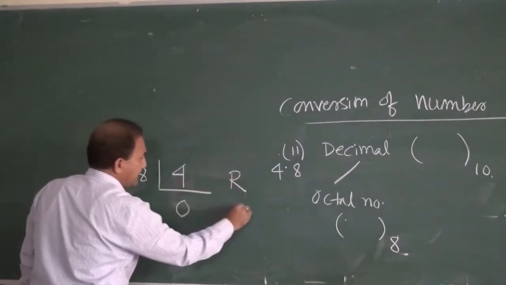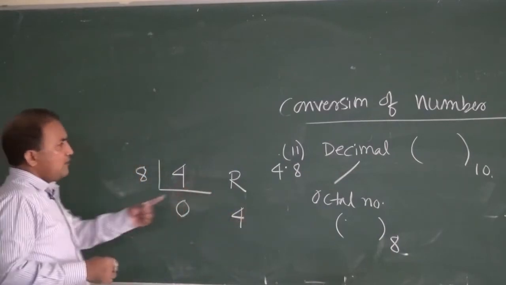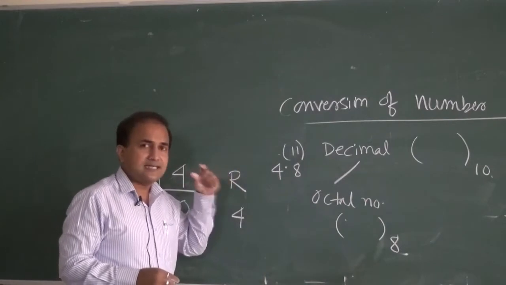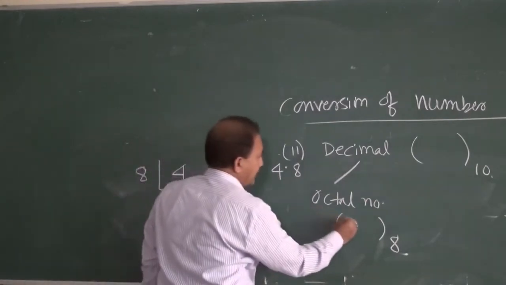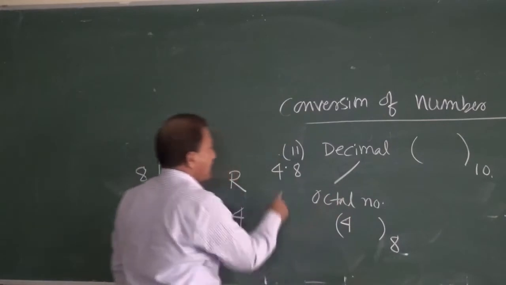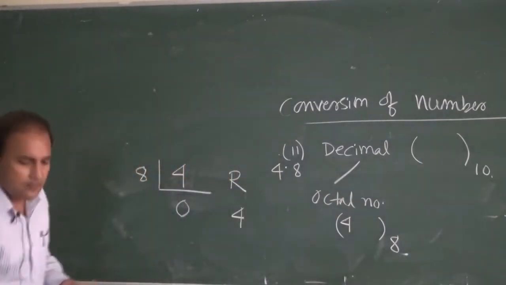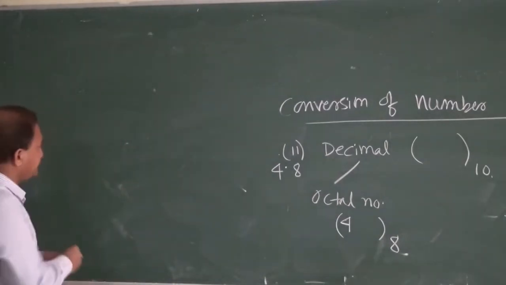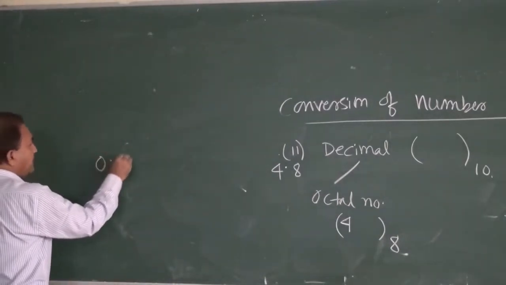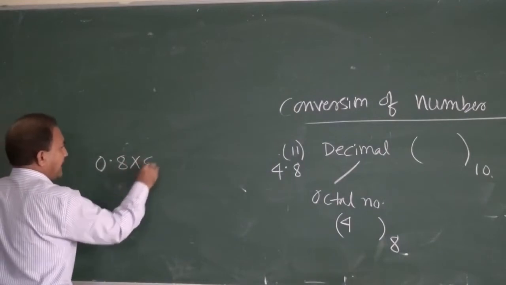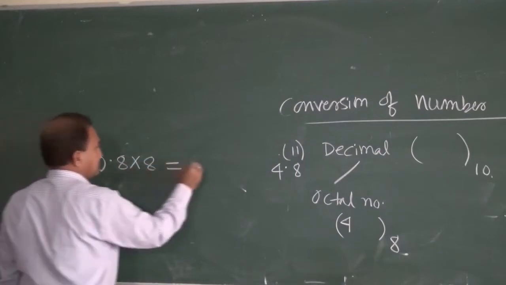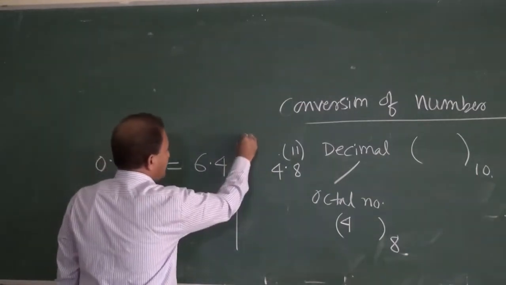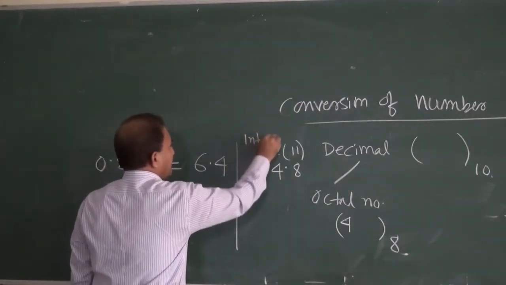So it will be 0, remainder 4. So 4 in decimal and 4 in octal are both the same. So you can write here like this: 4. Now 0.8, how can you convert it? Again, you have to multiply it by 8. It is 6.4, and you have to take the integral part.